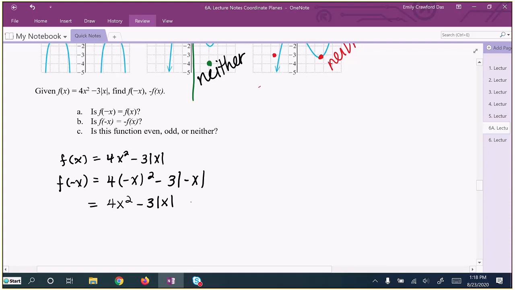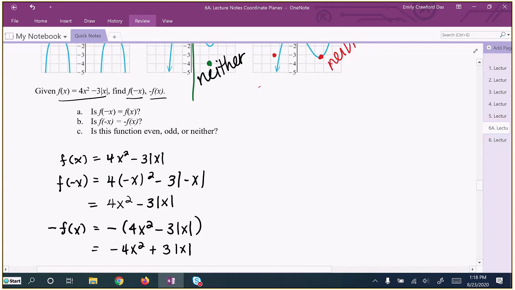So f of negative x is 4x squared minus 3 absolute value of x. I also need to find minus f of x. Minus f of x is minus of 4x squared minus 3 absolute value of x. So that's minus 4x squared plus 3 absolute value of x. So these are the three things that it asked me to find: f of x, f of minus x, and minus f of x.